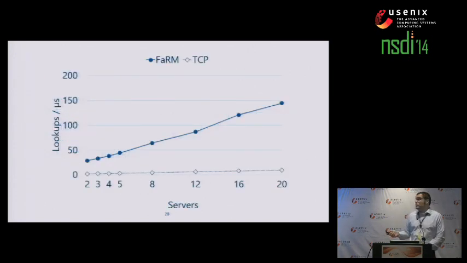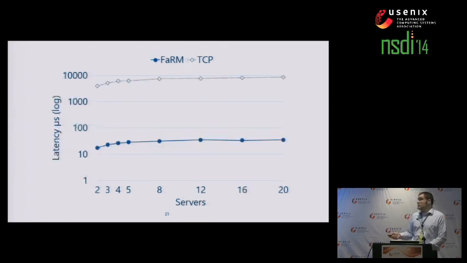Next I'm just going to briefly go through the results. Here I'm comparing a FaRM hash table, basically a key value store, to the TCP-based state-of-the-art key value store that would be running in today's data centers. This is a read-only workload with 16-byte keys and 32-byte values. As you can see, the difference in throughput is really huge. We're able to achieve about 145 million operations per second with FaRM, which is almost a factor of 15 better than the TCP-based key value store. At the same time, the latency is also much better, about 2 orders of magnitude at peak throughput. FaRM lookups take about 35 microseconds, whereas TCP-based key value store lookups are about 10 milliseconds.